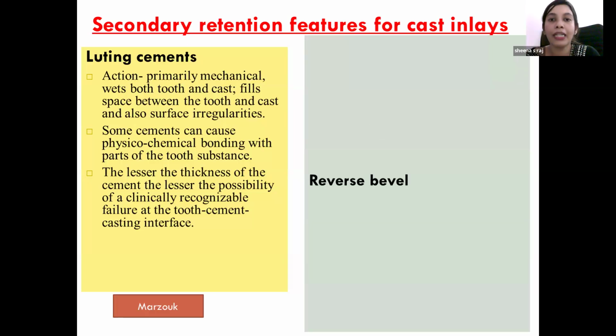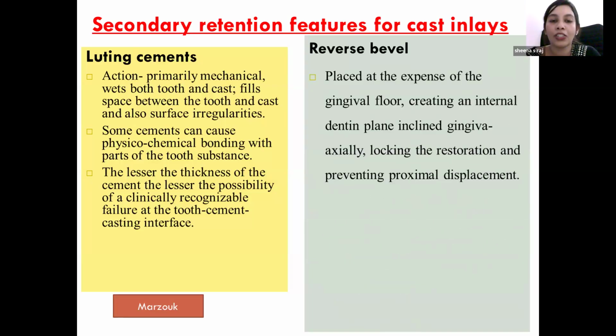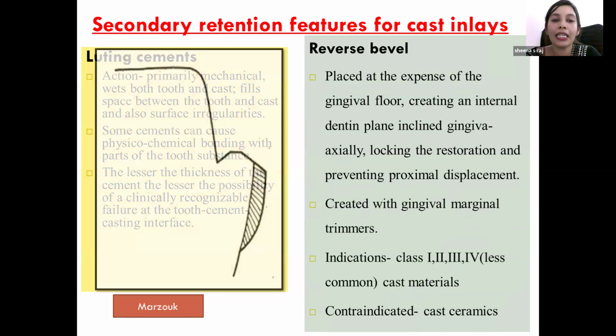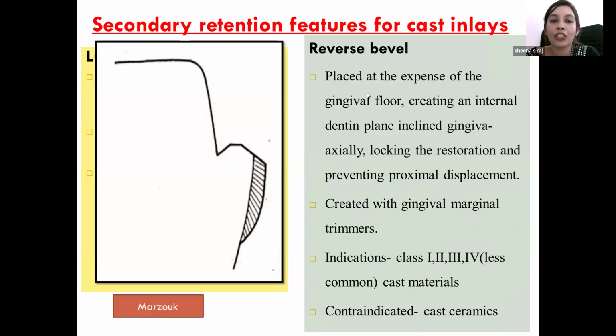That is about the luting cements. And normally we'll be giving something called the reverse bevel. As you can see in this image, the reverse bevel is placed at the expense of the gingival floor, and it is produced in an internal dentine plane with a gingivo-axial inclination. They are created by the gingival margin trimmer. Normally it is indicated in class 1, class 2, class 3, but least indicated in class 4 cast material, and contraindicated in cast ceramic material.